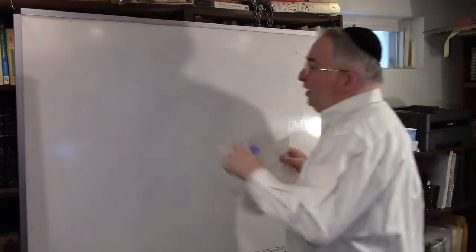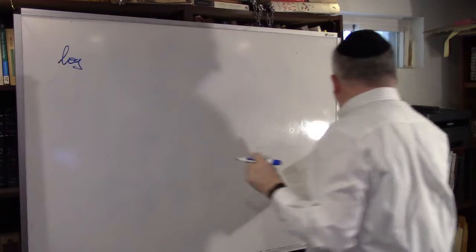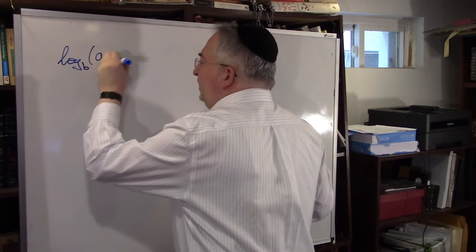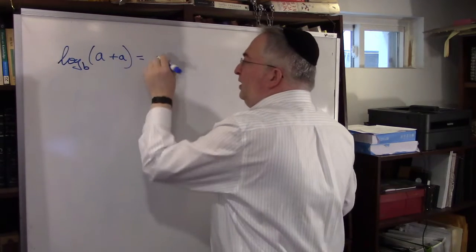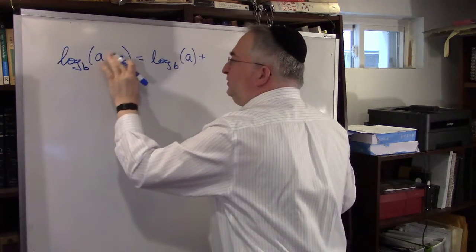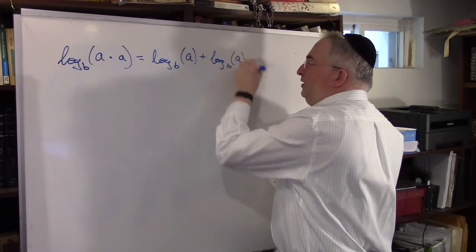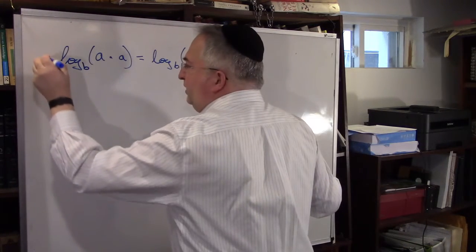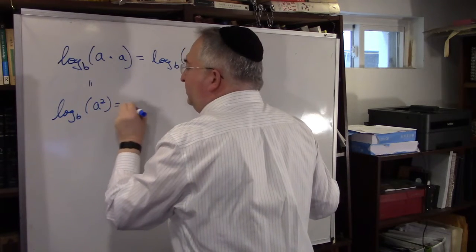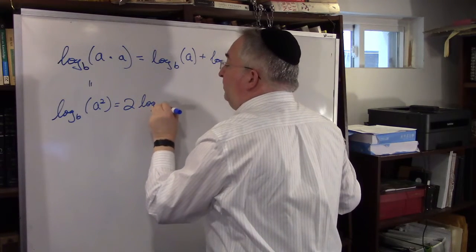We can extend that. Let's do it this way. Log base b of a plus a is going to be log base b of a plus log base b of a. Another way of saying that is log base b of a squared is going to equal, notice two of these, so this becomes 2 times log base b of a.